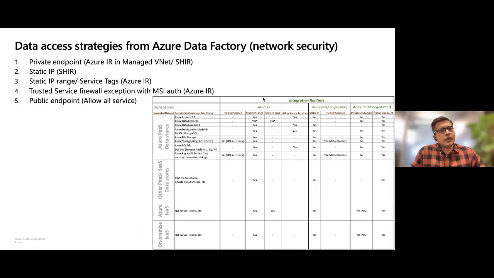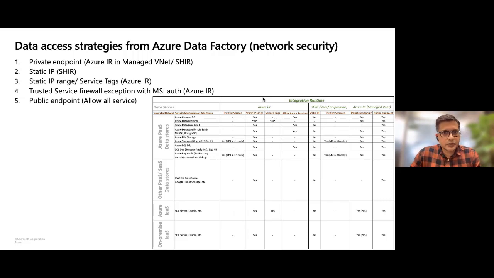The third way is using static IP range, and this is particularly useful for Azure integration runtime. When you're using that, you can get a static IP range, which can be whitelisted in the corresponding data stores. There are corresponding service tags as well. If you're whitelisting it in a firewall or something on Azure side, you can use service tags. If you're whitelisting it on Amazon side or a different cloud side, you can use the static IP range. It's listed out there.